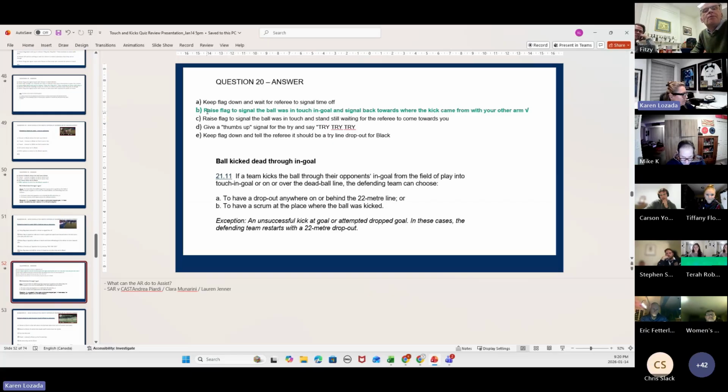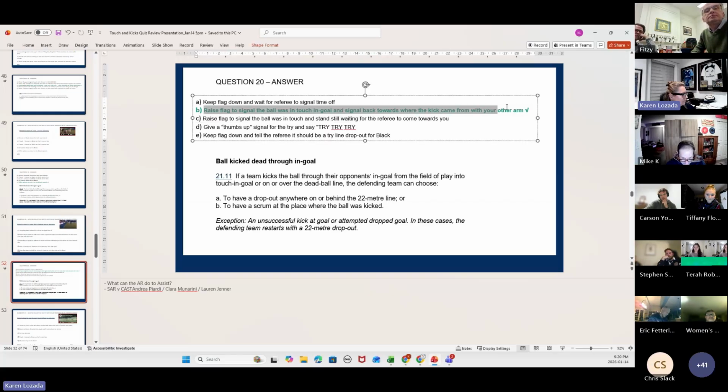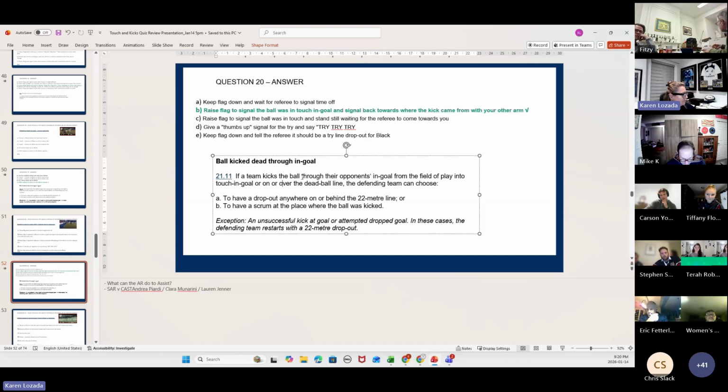This is what the question was phrased as: what do we want the AR to do? This is what we want the AR to do. And then here's the law. Kick through the dead ball line, from the field of play, and touch and goal, or over the dead ball line, defending team chooses. So they have either option. So this is again where we throw out that option.